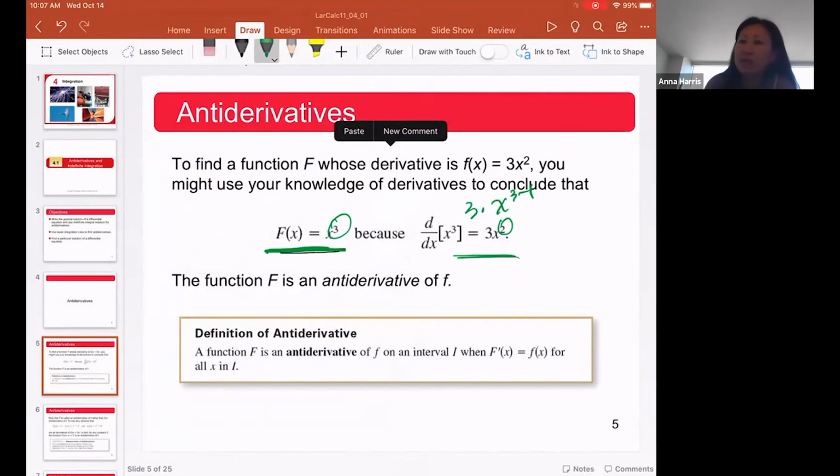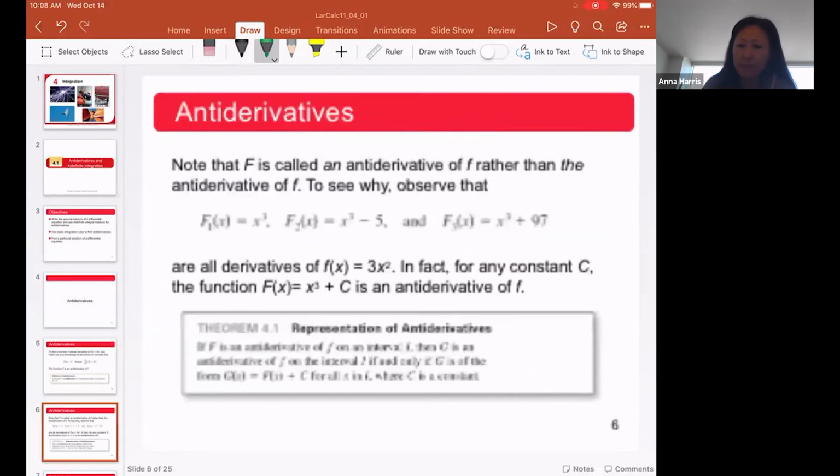That's what antiderivative is. A function F is an antiderivative of f on an interval I if F prime of x is the same as f of x for all x in I. So let's look at an example.